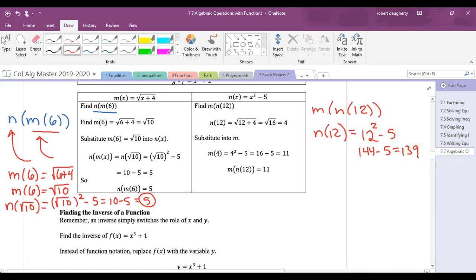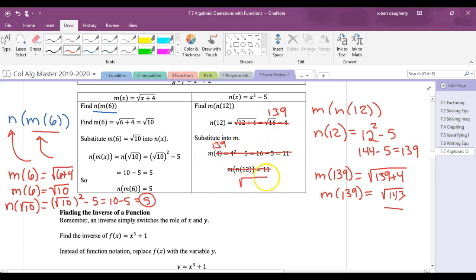And then find m of that. So m of 139 is equal to the square root of 139 plus 4. M of 139 is the square root of 143. Okay? So there was a mistake here. So n of 12 is 139. And then we find m of 139. All of this is the square root of 143. I need to go back and correct that in the book. Okay?